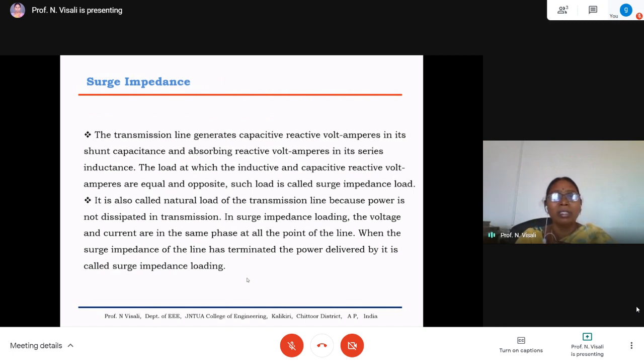So in that condition, the power is not going to be dissipated in the transmission. When there is no power dissipation, then voltage and current will be in the same phase at all points of the line. Whatever the impedance is there, that is known as the surge impedance, and whatever the load is there, that is known as the surge impedance loading.